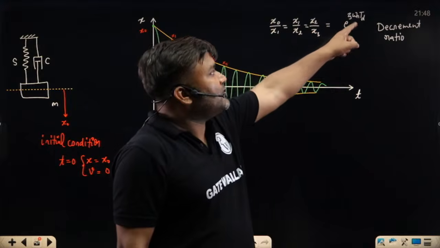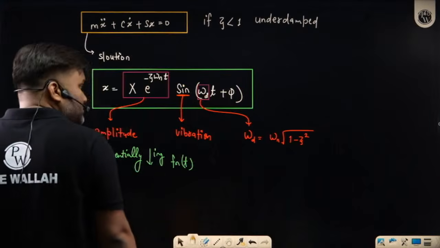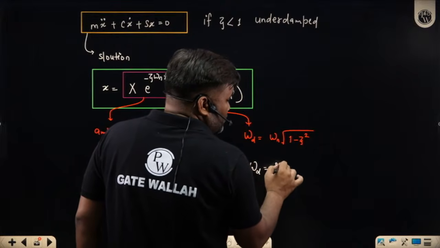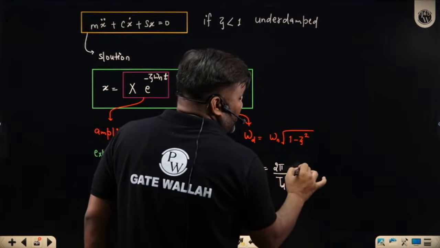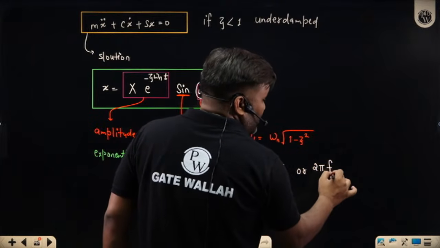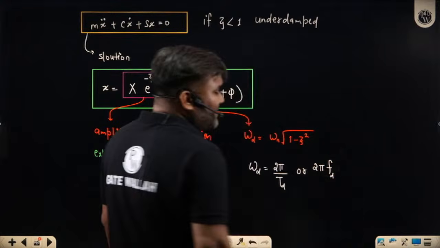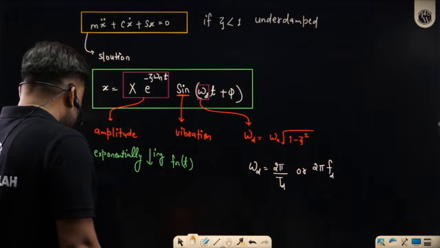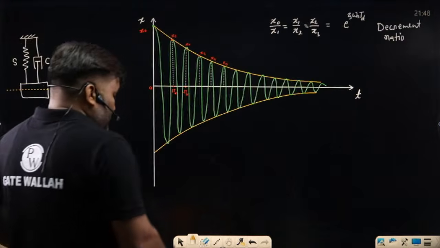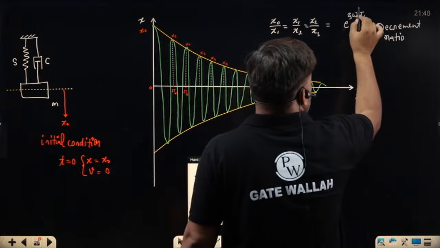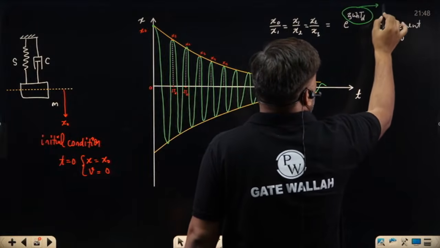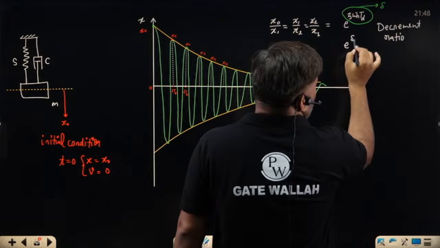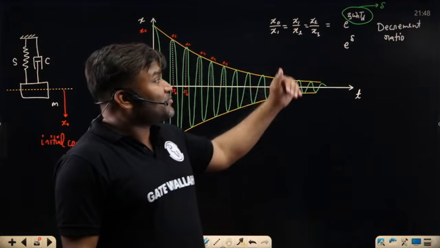Decrement ratio. In the examination, they are going to ask this. What is the decrement ratio? Zeta I know, omega n I know, time period TD. Sir, what is the TD? Sir, omega d can be written as 2 pi by TD, or you can also write this as 2 pi fD. Damped vibration, so I am writing the suffix d. We know this. Acha, this value zeta omega n TD, its short form can be written as delta. Matlab e raised to the power delta. What is this e raised to the power delta? Decrement ratio.